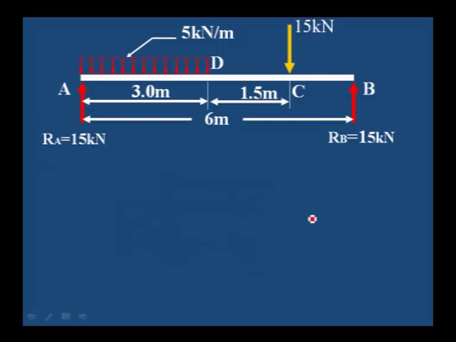Next, bending moment calculation. Bending moment at B, as I already explained, bending moment at A and B is 0 for the simply supported beam. Bending moment at B is equal to 0.